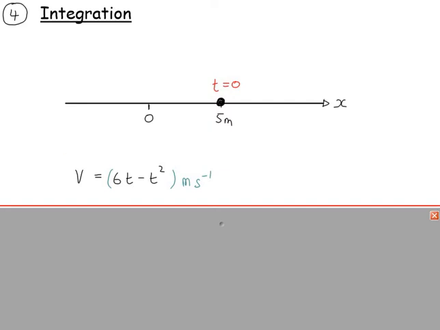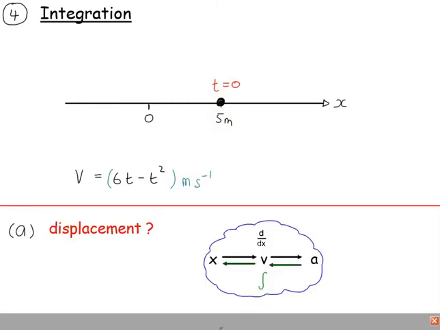So we're given the velocity function, and we're told that initially an object has a displacement of 5 meters. So that's relative to this point, where the displacement is 0. The object here initially has a displacement of 5 meters, and we're looking for the displacement function. So the velocity function is given, and we want to work out the displacement function.